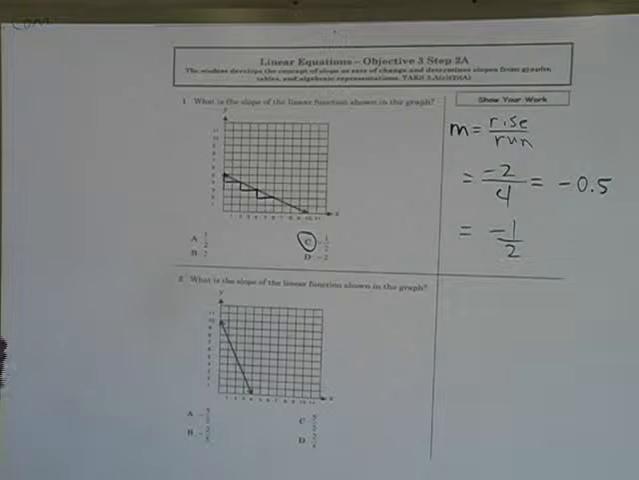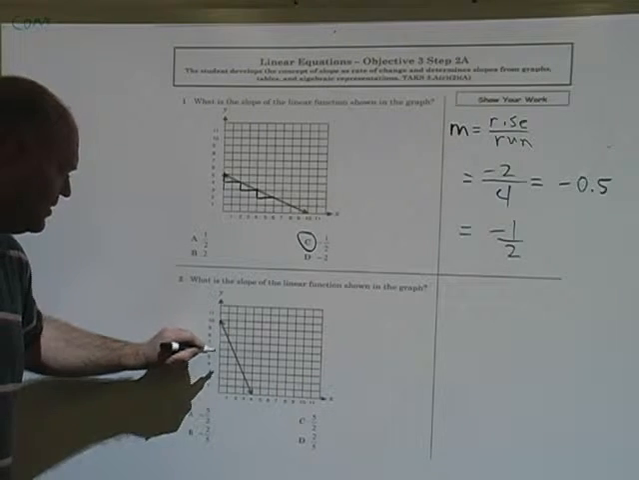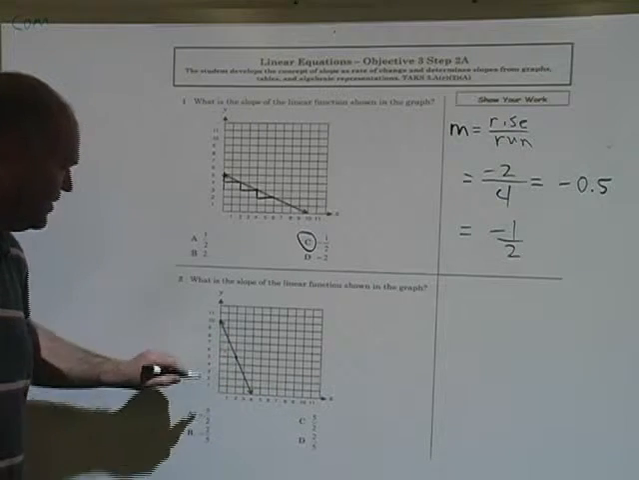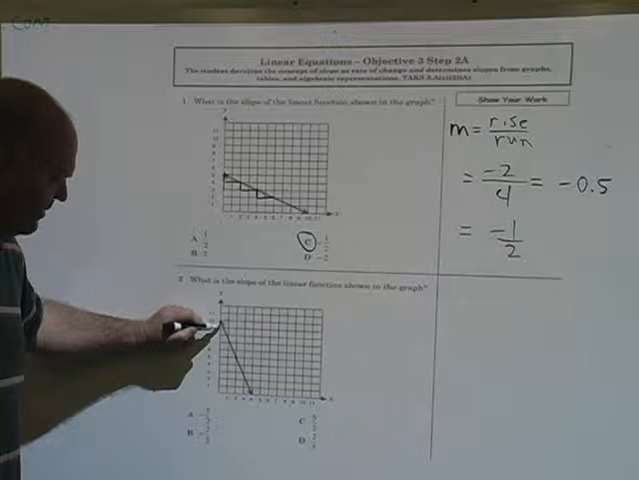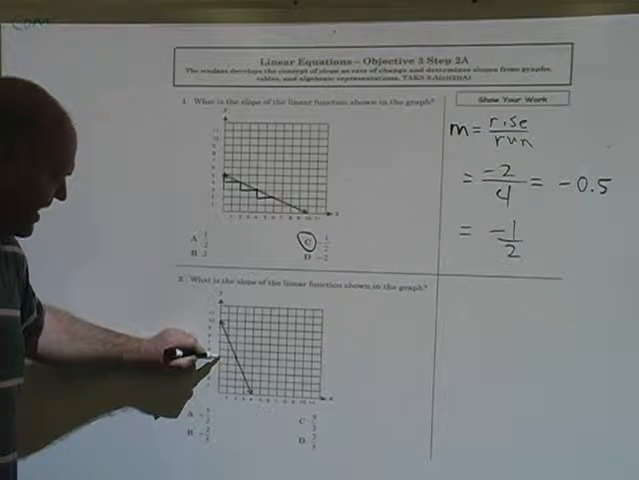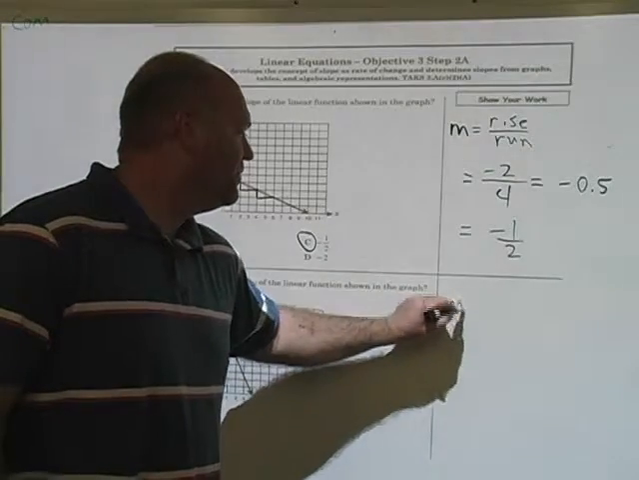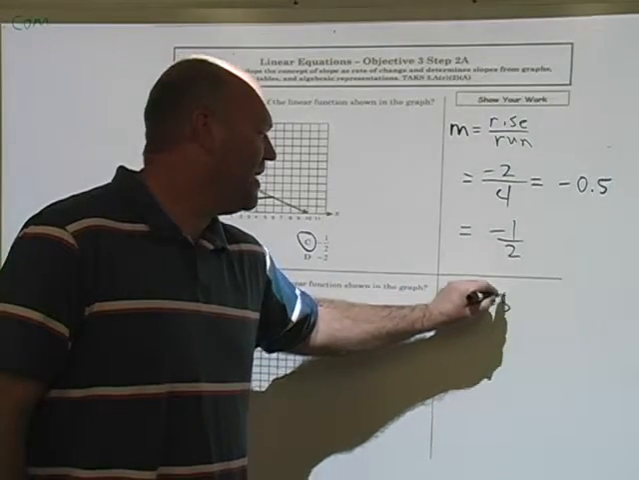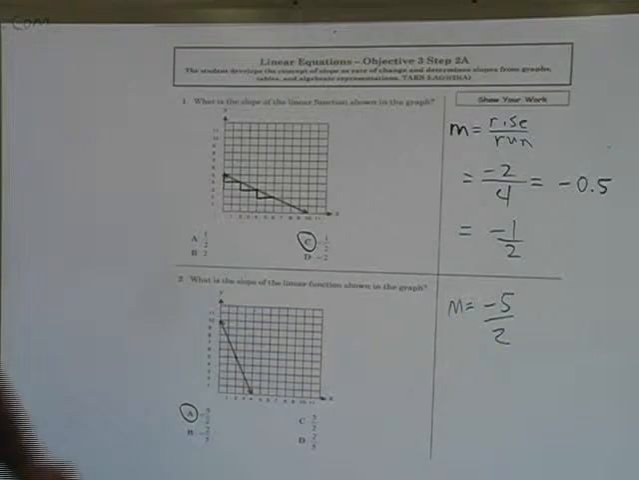Okay, number 2, what's the slope? Okay, same thing. I'm going to pick a couple of points here. Okay, from here to here, we're going down 1, 2, 3, 4, 5, and over 2. So the slope is -5 over 2. Answer A.